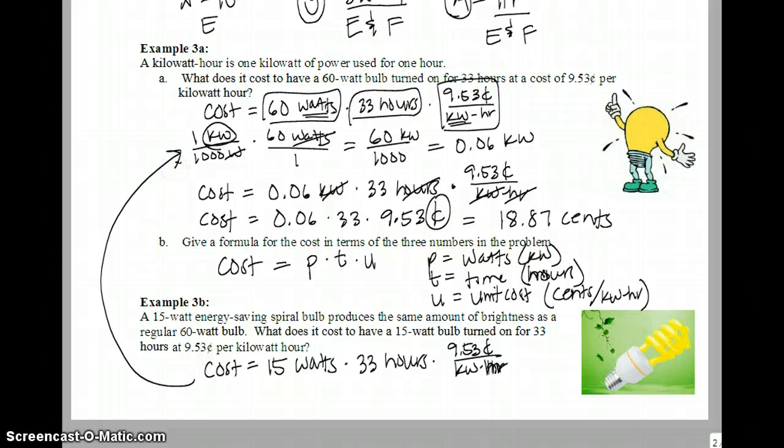So what they want to know is, a 15-watt energy-saving spiral bulb produces the same amount of brightness as a regular 60-watt bulb. What does it cost to have a 15-watt bulb turned on for 33 hours at 9.53 cents per kilowatt hour? So we're talking now about those more energy-efficient light bulbs. Are they going to be any cheaper? Hopefully they are, because that would be the whole point of using them. So see what you get. Your final answer on this one should be 4.72 cents. So they are cheaper.